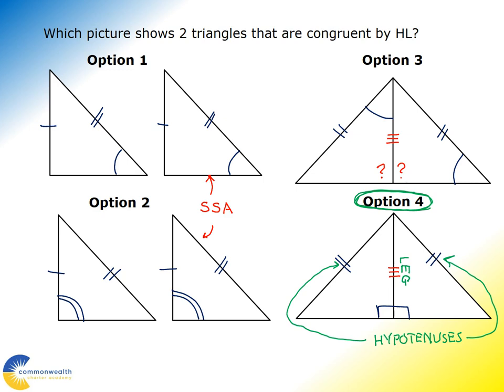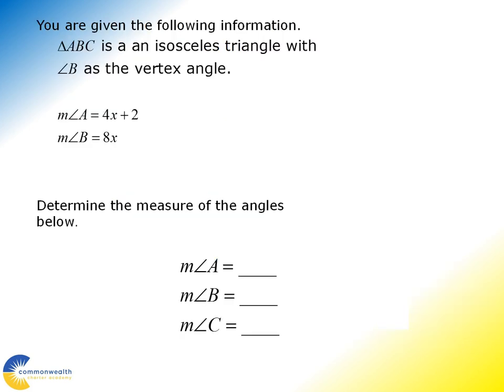The next question gives you the following information. Triangle ABC is an isosceles triangle with angle B as the vertex angle. The measure of angle A is 4x plus 2, and the measure of angle B is 8x. You're asked to determine the measures of the angles, so you're basically asked to find the measurement of the three angles in this isosceles triangle.